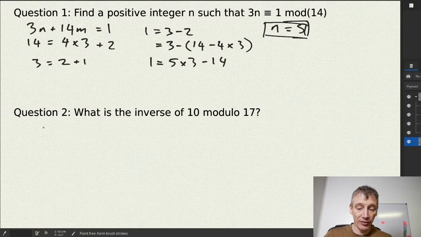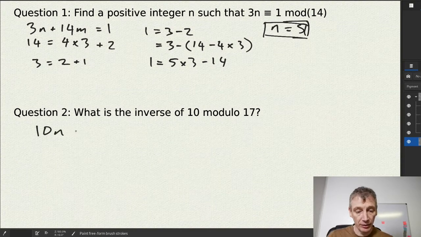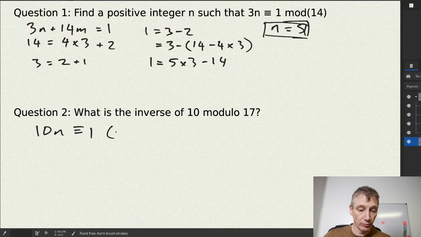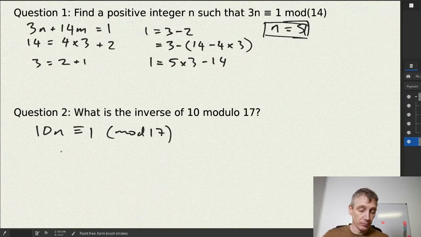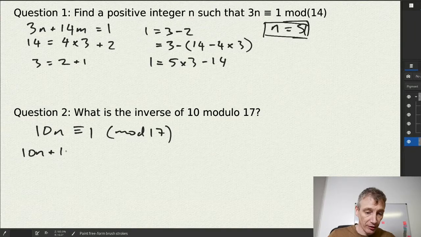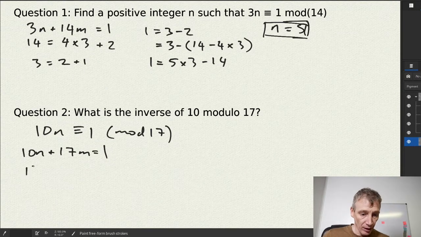What's the inverse of 10 modulo 17? Well, this means we've got to find a number n such that 10n is equal to 1 modulo 17. That's what the inverse is, right? 10 multiplied by its inverse is 1. Well, again, this is 10n plus 17m is equal to 1. And we can again use this algorithm.